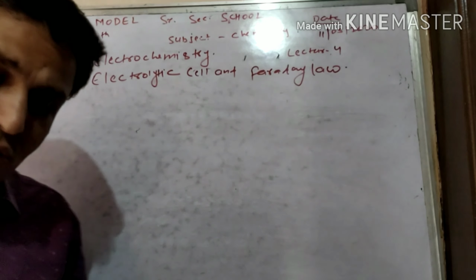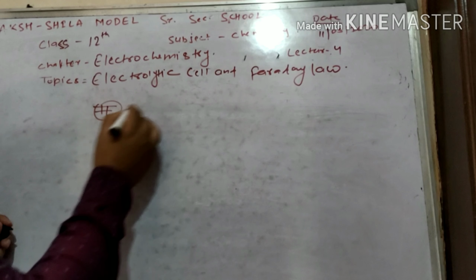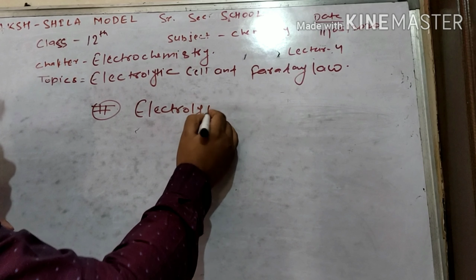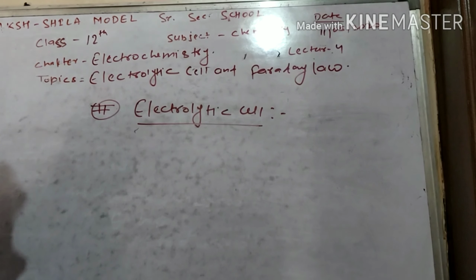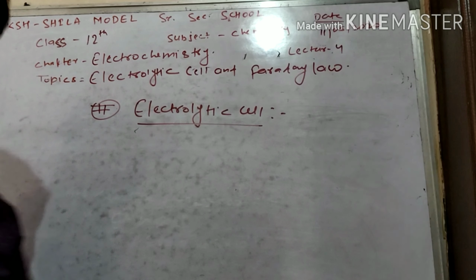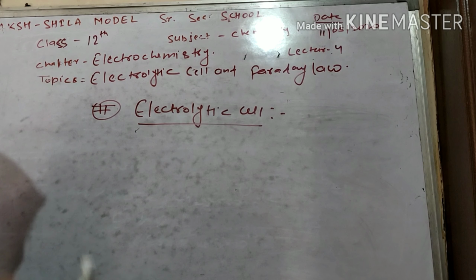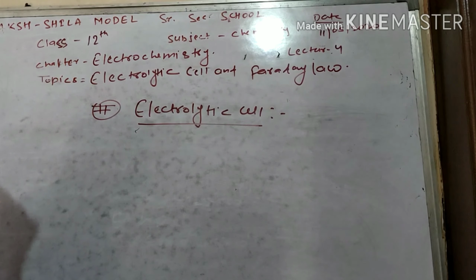The first topic of today is electrolytic cell. Generally, what is an electrolytic cell? Electrolytic cells are those in which oxidation and reduction reactions take place in the same container, or the cell which is used for electrolysis, generally known as electrolytic cells.